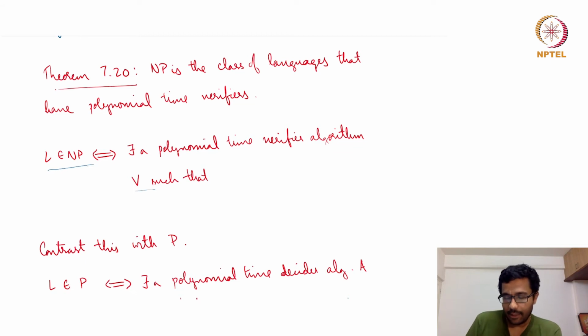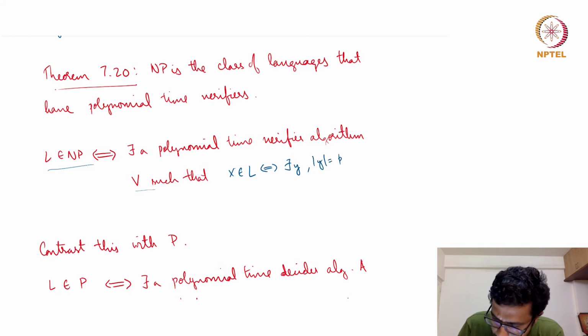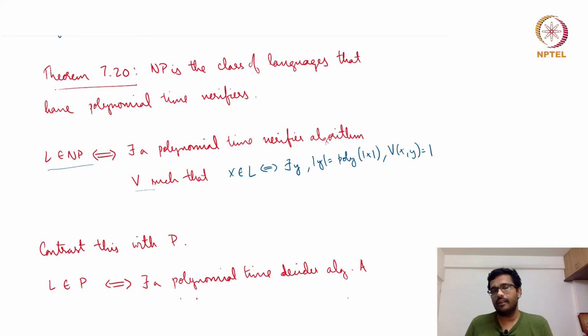So a language L is in NP if there exists a polynomial time verifier algorithm V such that X is in L if and only if there exists a Y, where the length of Y has to be polynomial in the length of X, such that the verifier accepts X with the help of Y.